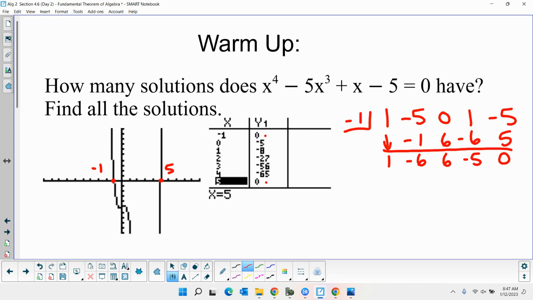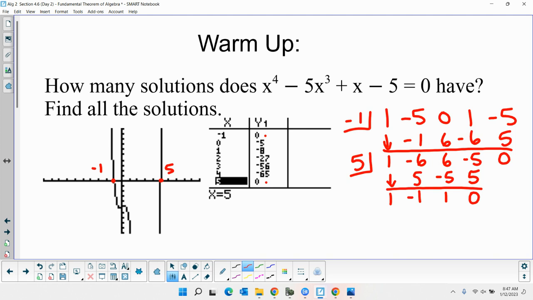All right, now I do 5, and I just do it right there. I don't start over. I just go to that answer there, that reduced polynomial. 5 times 1 is 5. When I add those, I get -1. 5 times -1 is -5. So when I add those, I get +1. 5 times 1 is 5. So I get 0. So it worked like it's supposed to.